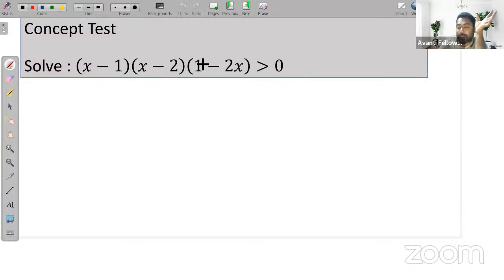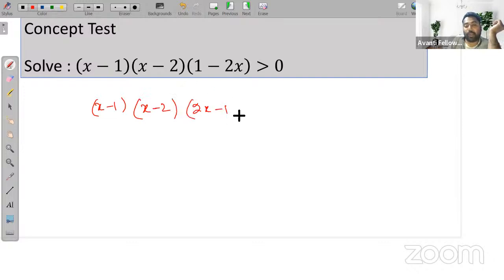How will we make it positive? We have to multiply by -1 on both sides. When we multiply by -1 on both sides, this will become x minus 1 into x minus 2 into 2x minus 1. And when we multiply a negative number on both sides of the inequality, the sign will be reversed. That means greater than becomes less than, right? Then this is done.